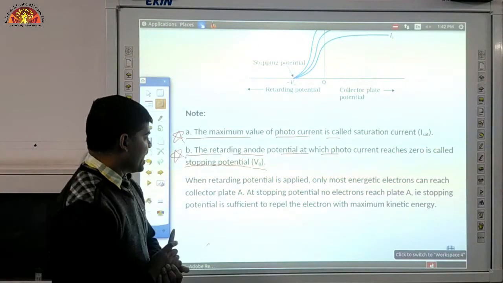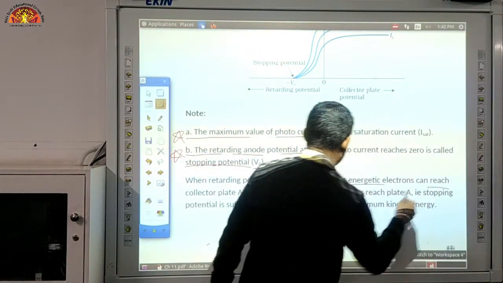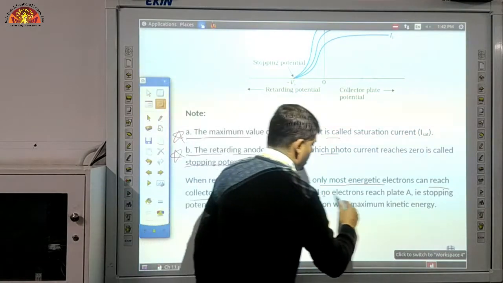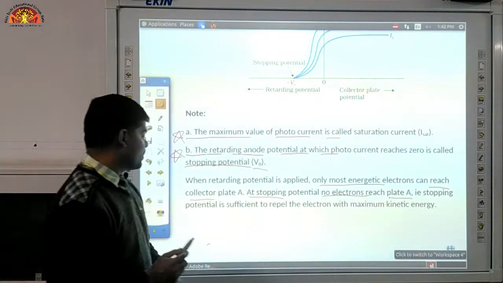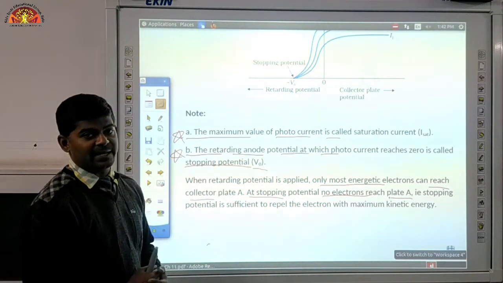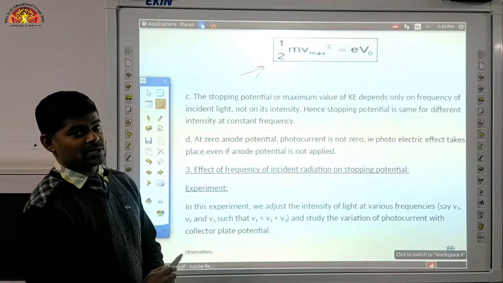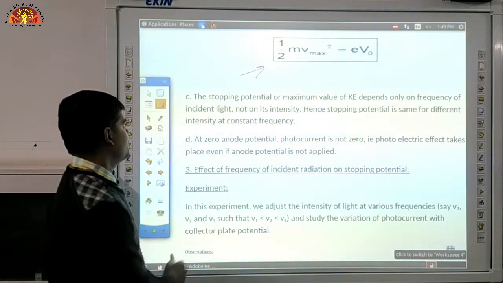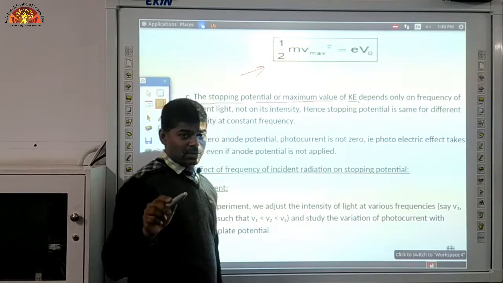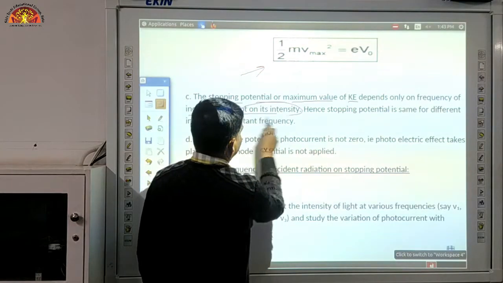Now when retarding potential is applied, only the most energetic electrons can reach the collector plate. At the stopping potential, no electron reaches the plate. That is, the stopping potential is sufficient to repel the electron with the maximum kinetic energy. That is half mv square maximum equals eV naught. Now see, the stopping potential or maximum value of the kinetic energy depends only on the frequency of the incident light, not on the intensity.